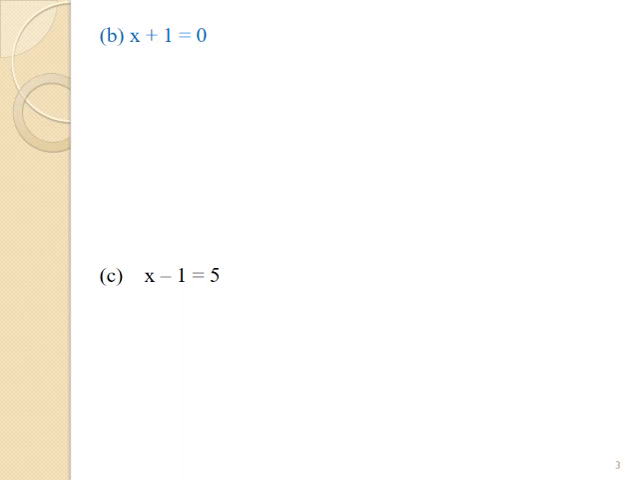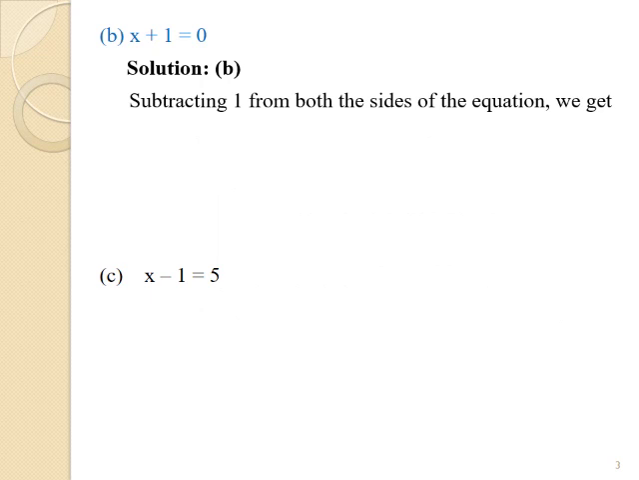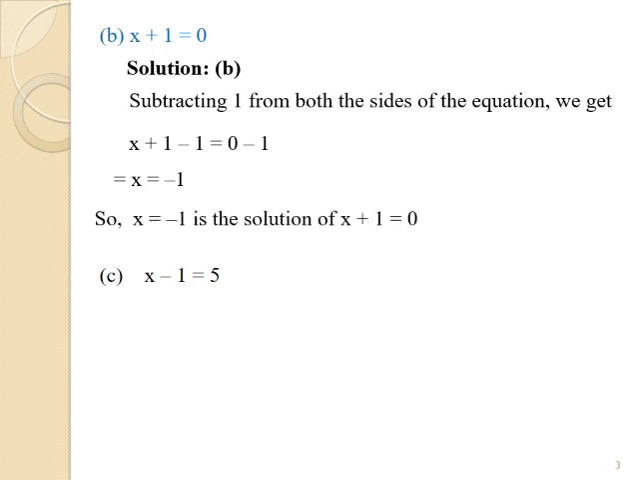Subtracting 1 from both sides of the equation, we get x plus 1 minus 1 equals to 0 minus 1, so x equals to minus 1. So we can say that x equals to minus 1 is the solution of x plus 1 equals to 0.